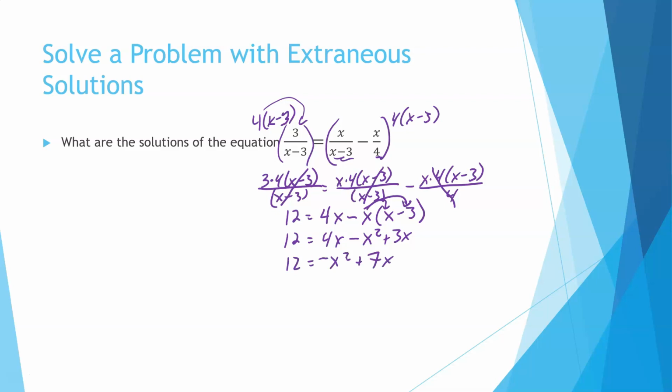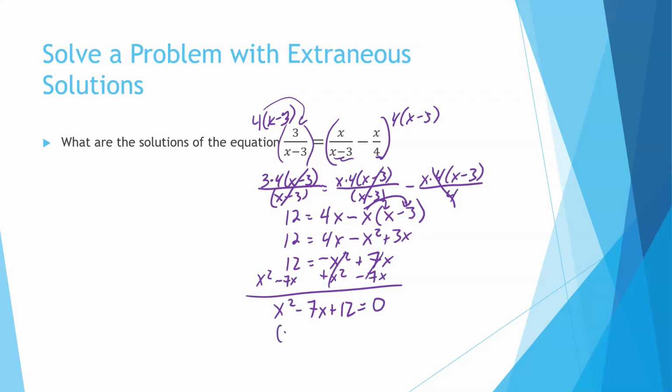Now here's where you want to be careful. I do need to set it equal to 0 so that I can factor and solve since I have a quadratic. But in order to do that, we have to remember that if I'm going to factor, it's harder to factor if my a is negative. So I'm going to move both these pieces to the other side to keep my a positive. Okay, so I changed it to x squared minus 7x plus 12 equals 0.